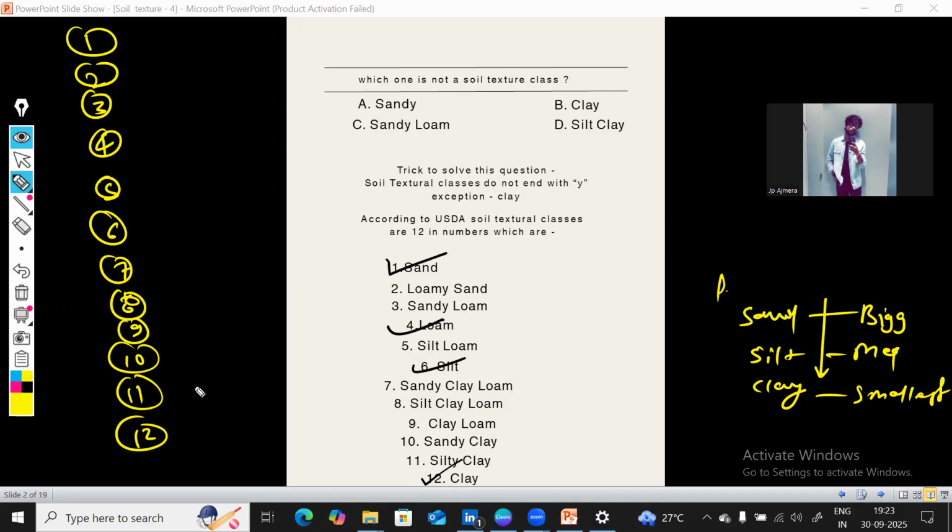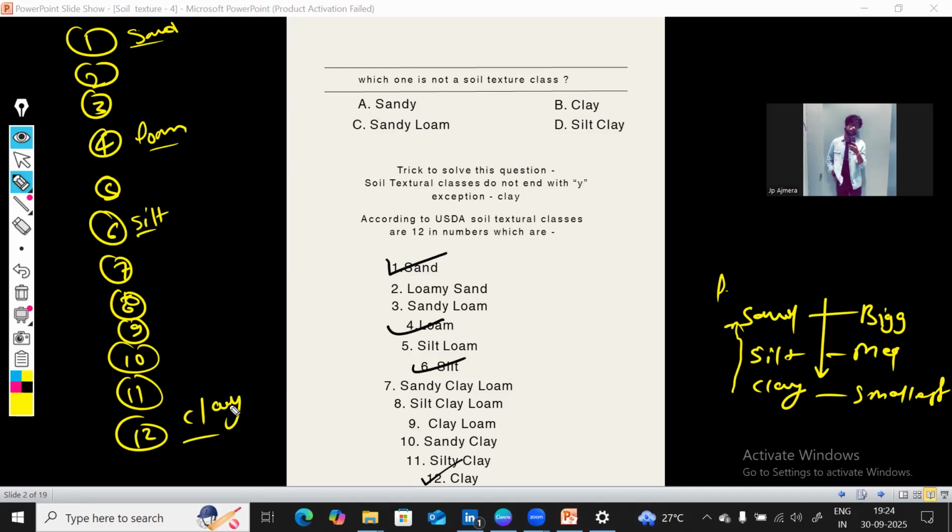Okay. First, we'll go with clay. It is the smallest in size. We already wrote that there should be silt and loam. We'll remember this: first comes sand, the fourth one is loam, the sixth one is silt, and the last one is clay. So there are three phases from the last. We'll start with the clay series. There is a sequence from the bigger one, and we'll always go in this direction.